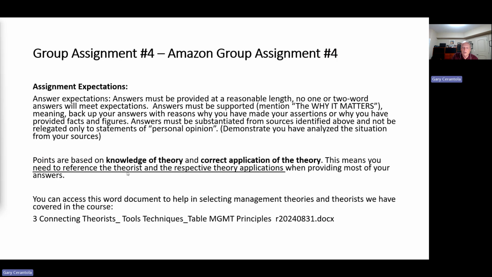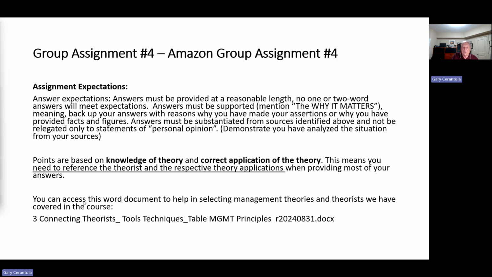This means you need to reference the theorist and the respective theory applications to really give me a sense that, yes, you've done your due diligence. And again, answers must be provided at a reasonable length. 1 or 2 or 3 word answers will not meet expectations. All right. And we'll go from there.